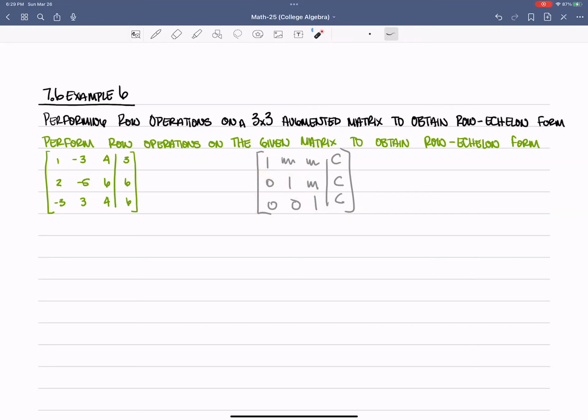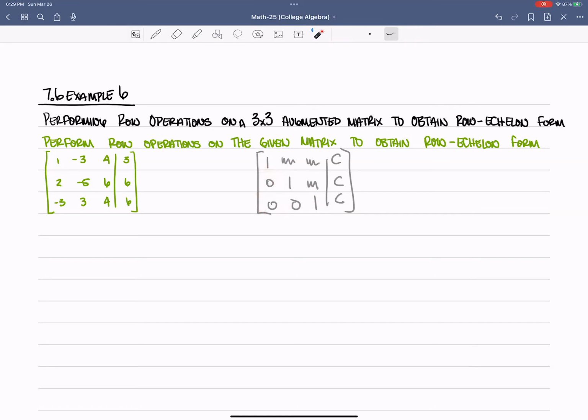So step 1, find a 1 in the first column. So a 1 in the top left-hand corner. Oh my, we already have a 1 there. So step 1 is done before we even get started with the problem. Step 2 is to find our zeros here.